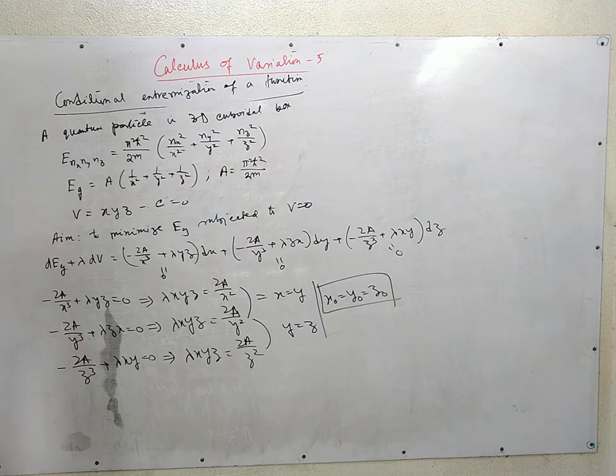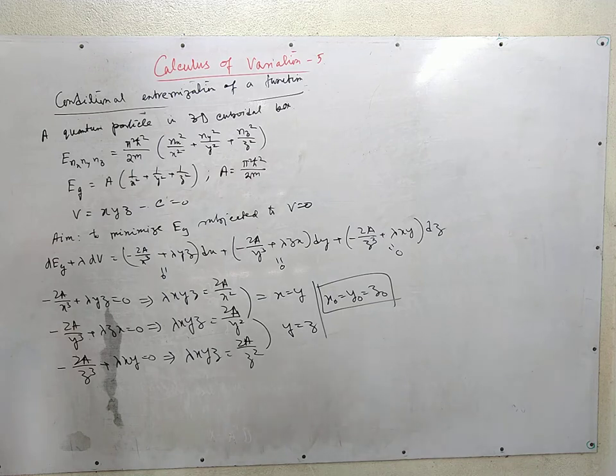Now, it is not sure whether this is an extreme minimum value or maximum value. For that, we are to perform the second variation, which we are not doing. But actual calculation shows that it is a minimum value of E_g.